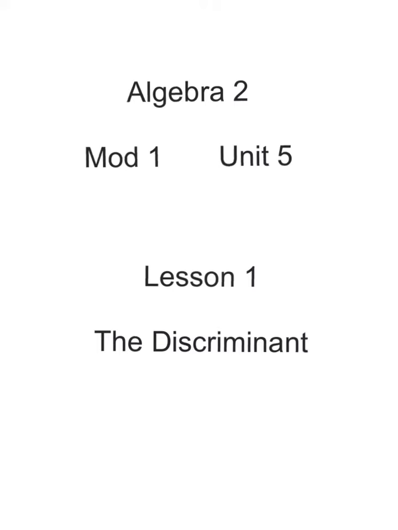Welcome, cool kids of Algebra 2, and it's time to start Unit 5. We're going to start off with the old quadratic formula and something called the discriminant.